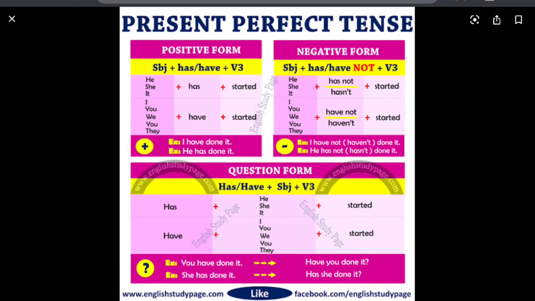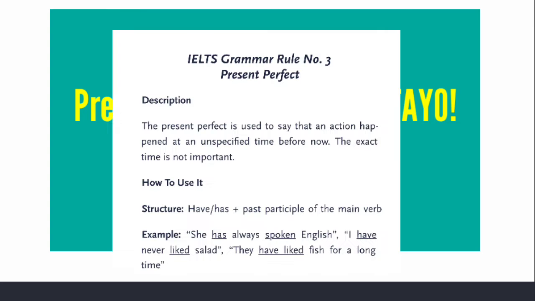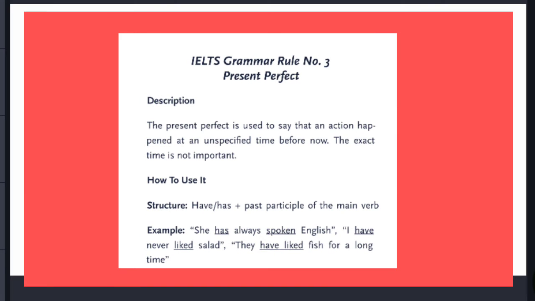Present perfect is used to say that an action happened at an unspecified time before now. The exact time is not important. The structure is have or has plus past participle of the main verb. Example, she has always spoken English. I have never liked salad. They have liked fish for a long time.